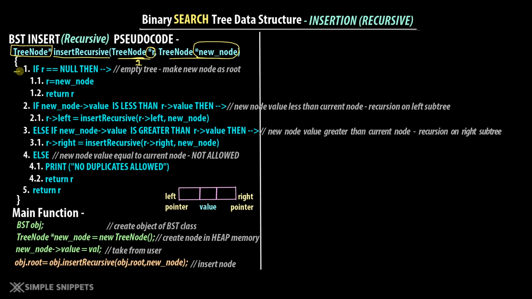Now as you go inside this function, there are four major parts. The first part, that is statement number 1, deals with an empty tree or a tree where you've reached the end.